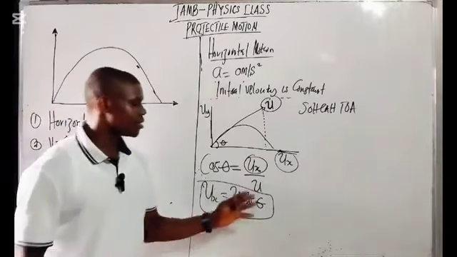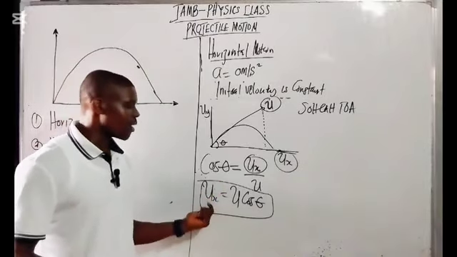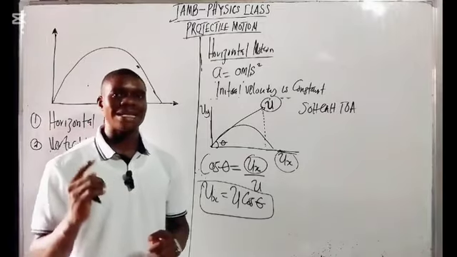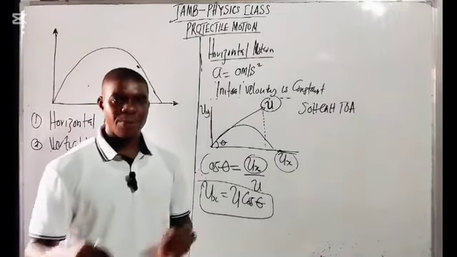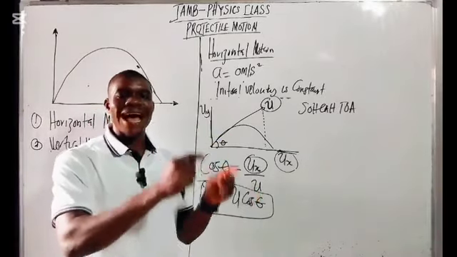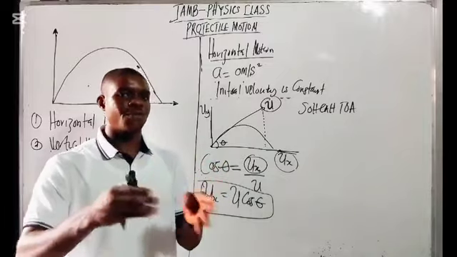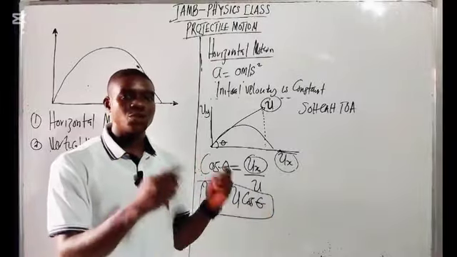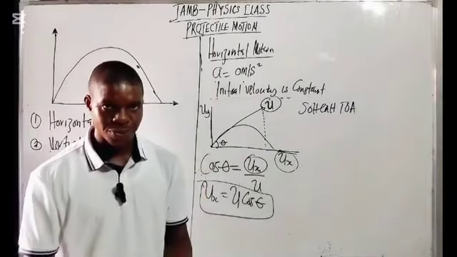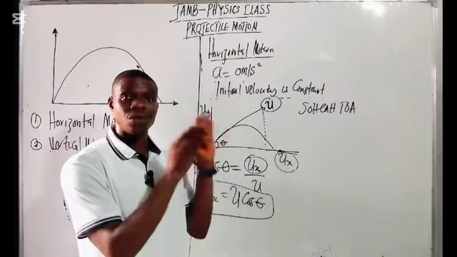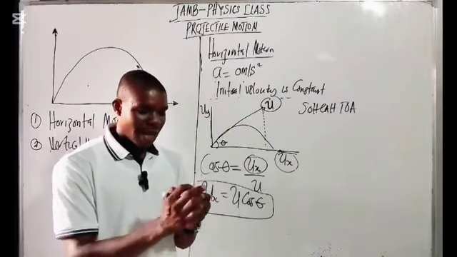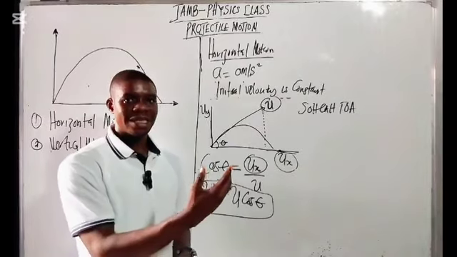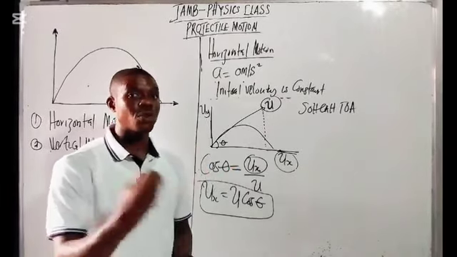So this is the formula for horizontal motion. Now in horizontal motion, you understand that there is no acceleration, because the acceleration that acts on a projectile is g, acceleration due to gravity, and it has no effect on horizontal motion. So acceleration is always equal to 0. If acceleration is 0, then the velocity, the initial velocity, is going to be constant.